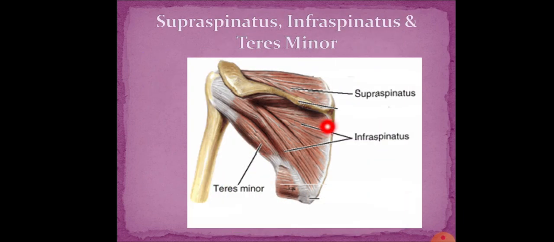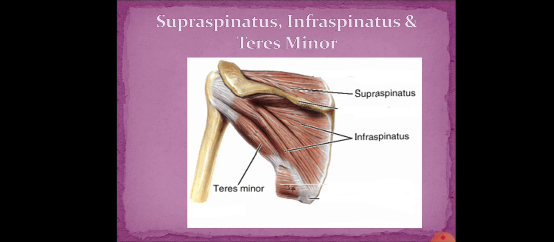Okay. Supraspinatus, infraspinatus, teres minor. Supraspinatus originates from the supraspinous fossa. Infraspinatus originates from the infraspinous fossa. Teres minor originates from the lateral border of the scapula. All these muscles are inserted into the greater tuberosity. Summarized by SIT: supraspinatus, infraspinatus, teres minor.